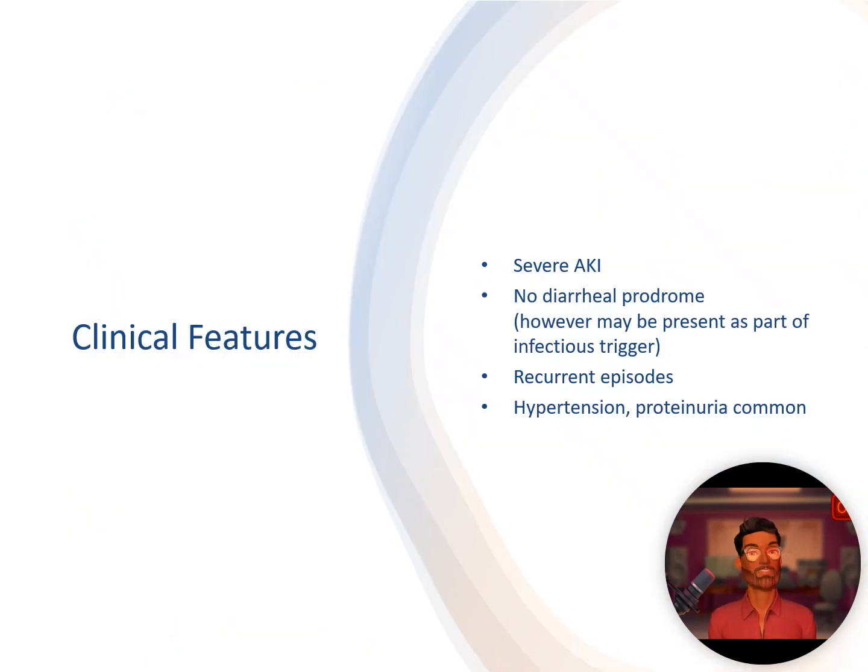The clinical features of atypical aHUS present with severe AKI, in keeping with aHUS in general. There's typically no diarrheal prodrome, however there may be one present as part of the infectious trigger, so don't be confused with E. coli aHUS. Remember, E. coli aHUS typically has the bloody diarrhea. Recurrent episodes are not uncommon. Hypertension and proteinuria are fairly common.